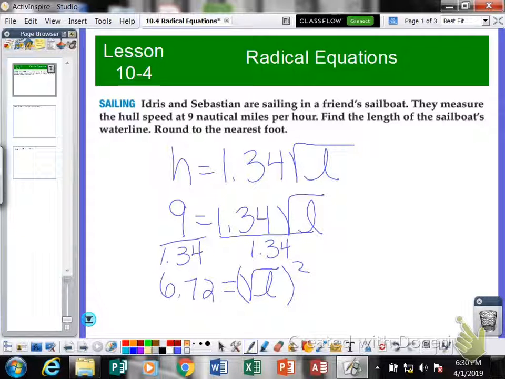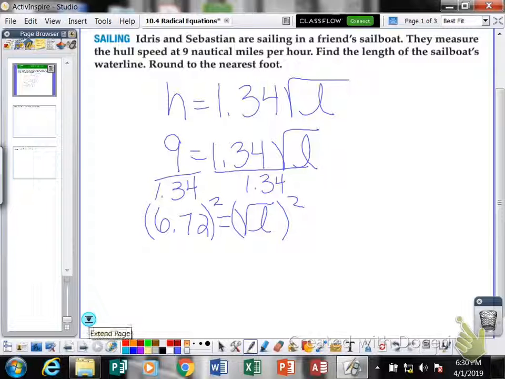We don't want to multiply by the square root of L, because that's not getting rid of the square root. So we want to square both sides. And then 6.72 squared is going to give us about 45.16. So 45.16 is about L. And please do not forget to label.